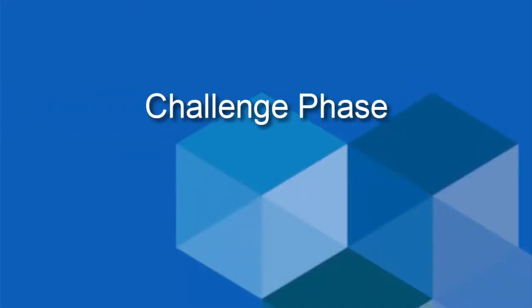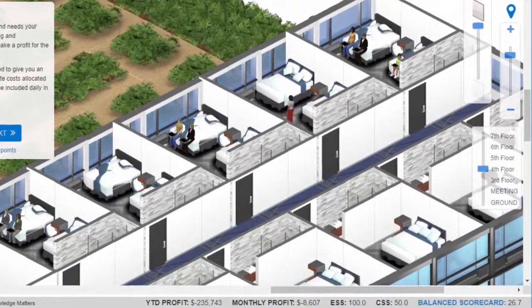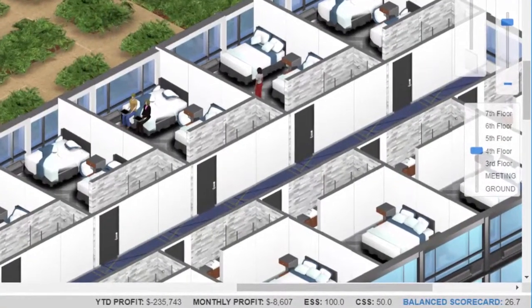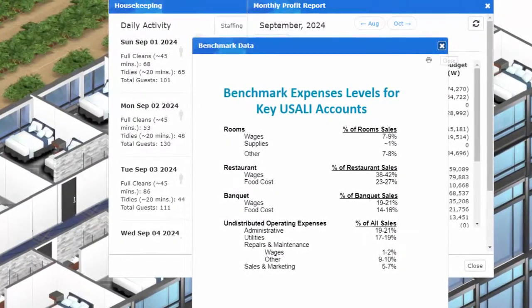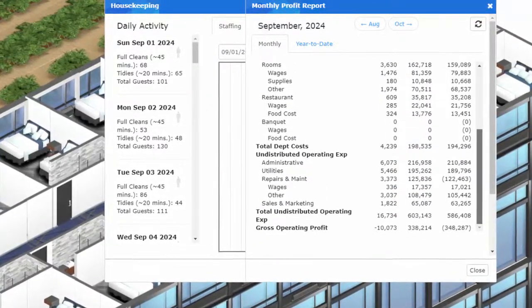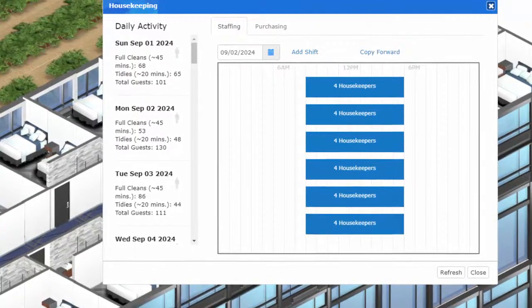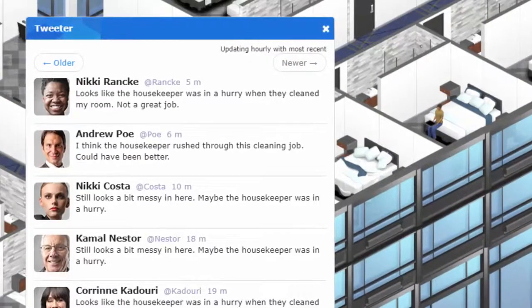In the challenge phase, the Gold Star Hotel is struggling financially and needs your students' knowledge of hospitality, accounting, and benchmarking to cut losses and make a profit for the month. Students use benchmark data and the hotel's profit report to find areas that can be adjusted for greater profitability. But students have to keep an eye on the impact of their changes on guest satisfaction. If they cut too much, guests may start complaining.